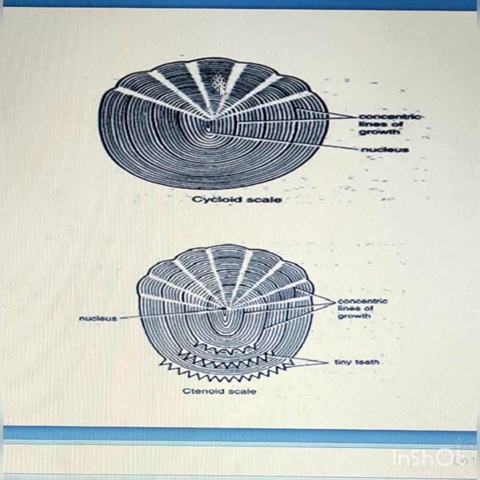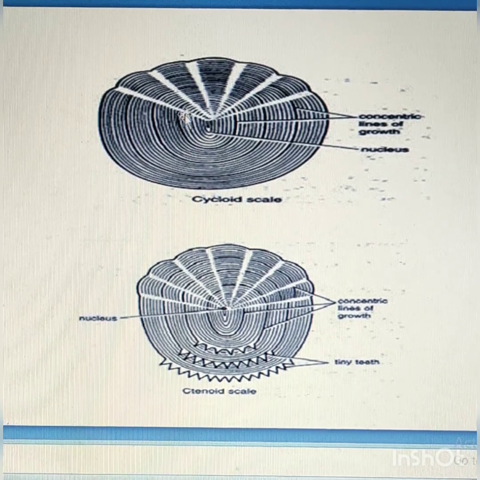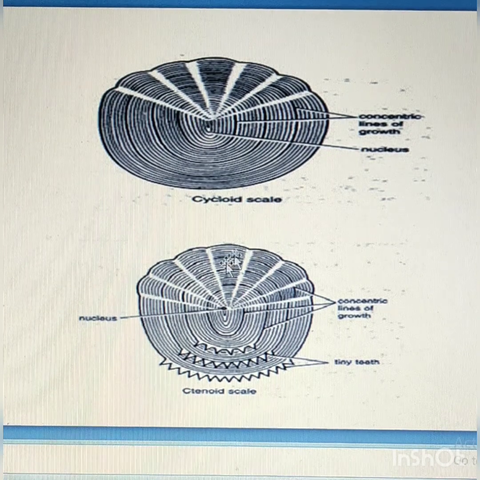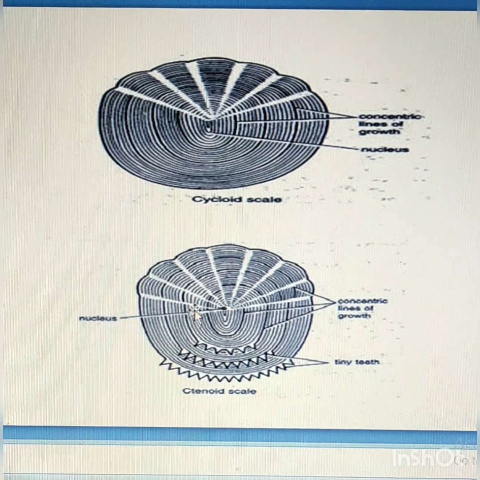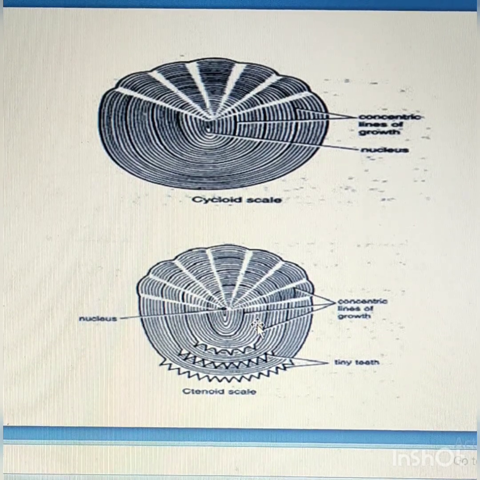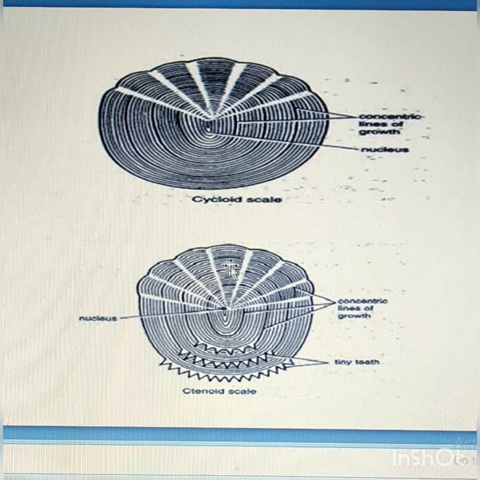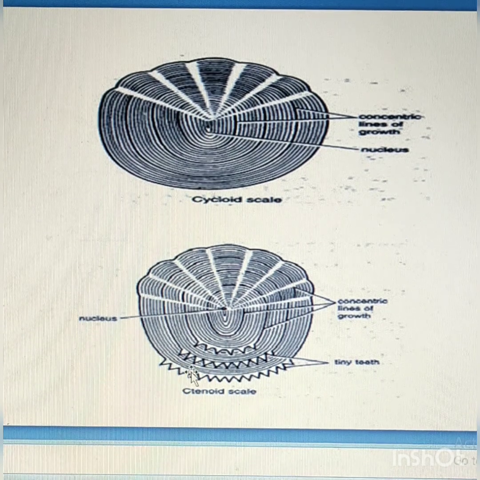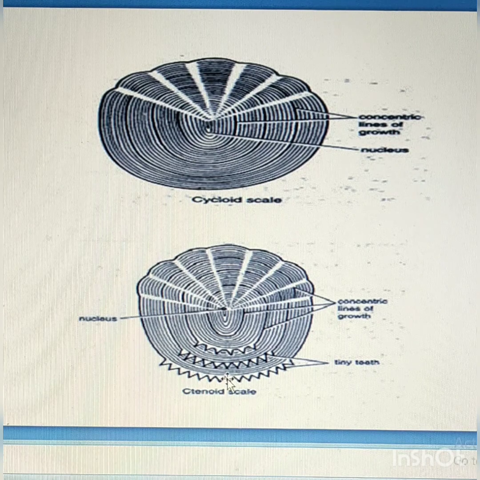You can find some concentric lines of growth, and the nucleus is positioned centrally, and here the structure is more or less the same. The concentric lines of growth, there is a nucleus also, and in the bottom line there is some tooth-like structure, that is teeny teeth are found in the bottom line of the ctenoid scale.